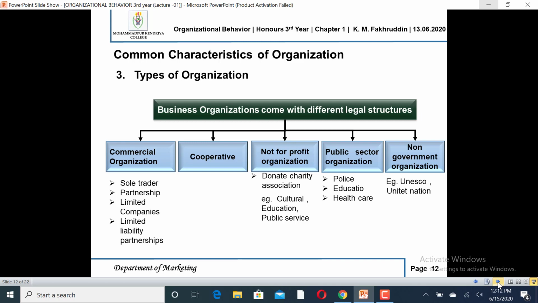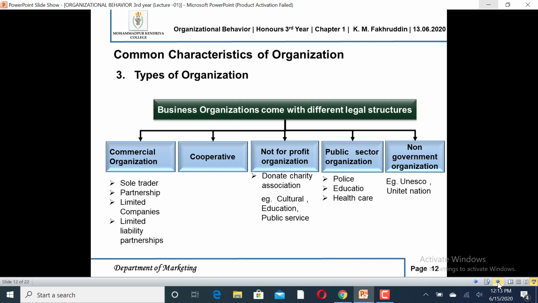A cooperative organization or cooperative society is a voluntary association of persons who join together for mutual help. A minimum of 10 persons are required to form a cooperative organization or society. A not-for-profit organization does not earn any profits for its own owners. Instead, the organization donates the money it receives to help fund the organization's objectives and goals. Example, cultural, education, and public service.